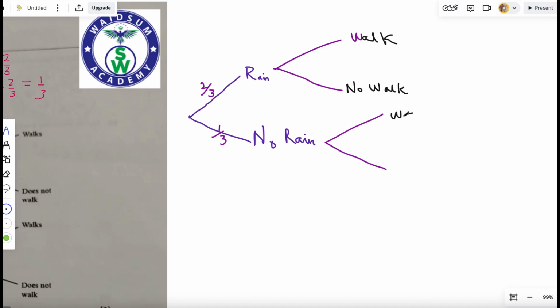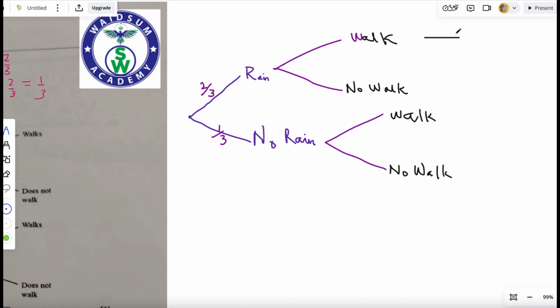If it didn't rain also, you might walk to school, or you might not walk to school. So these are the 4 possibilities. We might write the whole 4 possibilities out, and we're going to fill out the probability of the 4 possibilities.